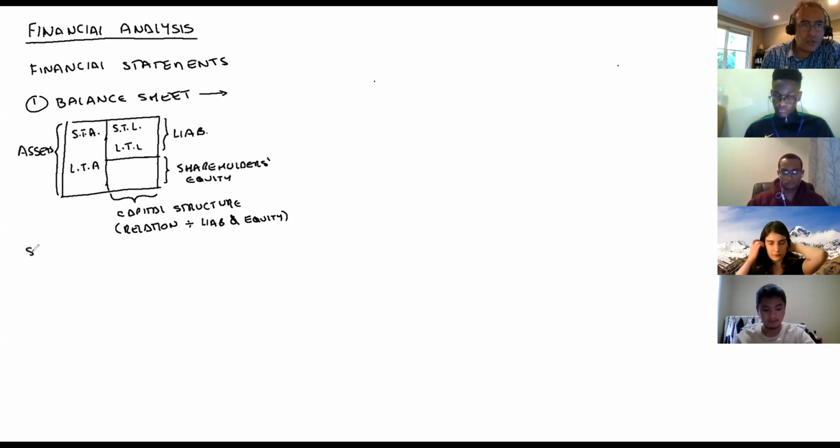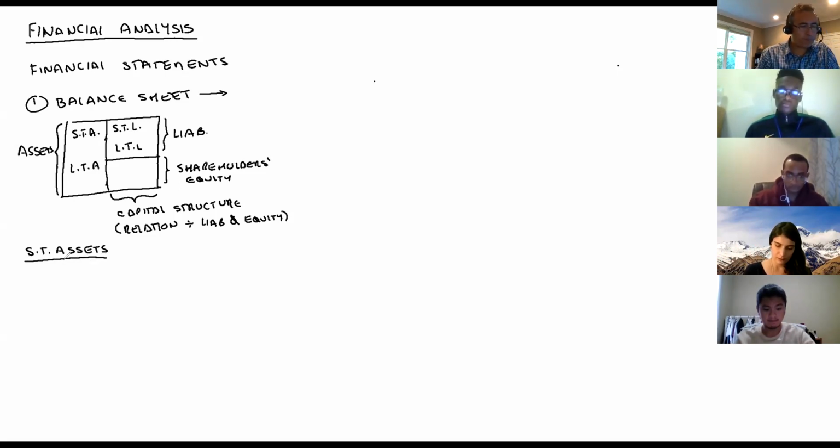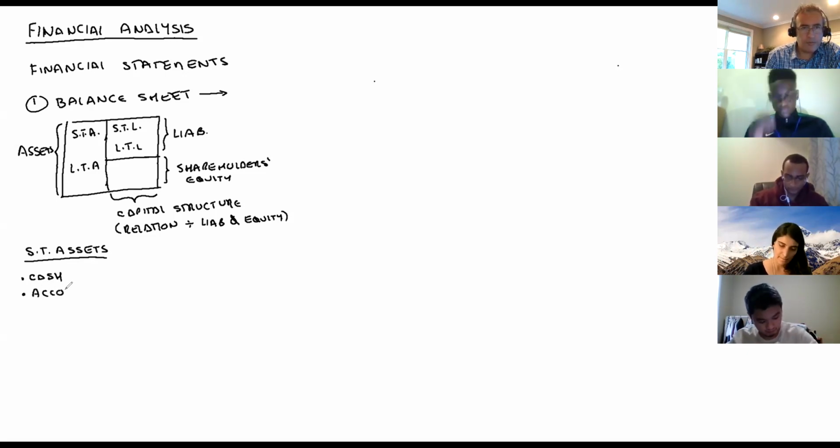Let's talk about the short-term assets. So remember that everything that is short-term is simply referred to liquidity. So it's very liquid. Okay, so what we can name here is obviously what is the most liquid instrument that we have? Cash. Agree? The second most liquid is accounts receivable. So this is basically, we give credit to some of our clients that they're going to pay us in 30, 60 days.